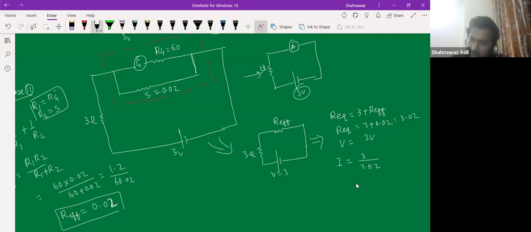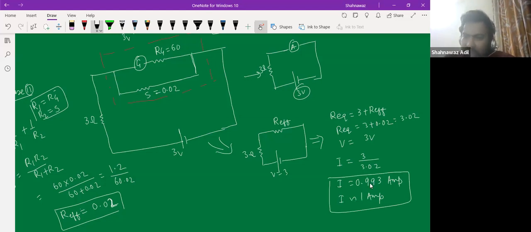So 0.99, which is nearly what? 0.99. How much is this? 0.99, that is 1. Right? So what did we see? We saw that this is nearly the ideal case. This is the reading that we expected, right?